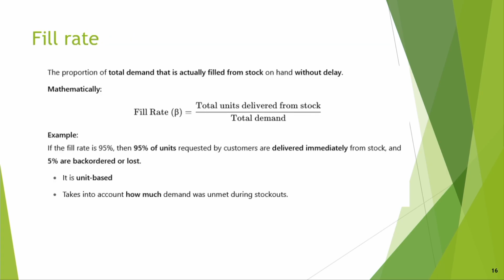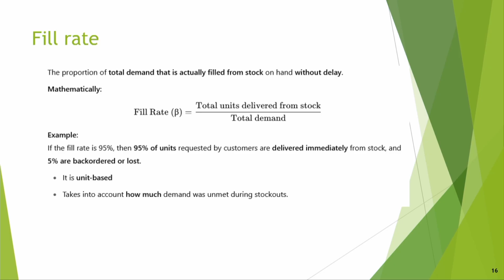The fill rate is the proportion of total demand that is actually filled from stock on hand without delay. So, it tells about the quantity. Fill rate beta can be defined in a very simple way: it is total units delivered from stock divided by the total demand. If the fill rate is 95%, then 95% of units requested by customers are delivered immediately from stock and 5% are back ordered or lost. That can be the situation even for one cycle.